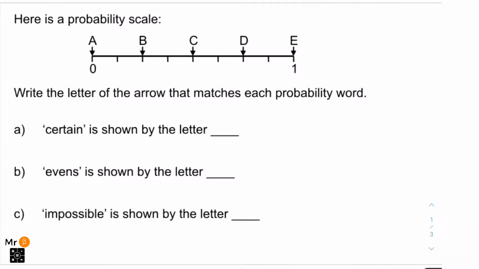Our fourth question, we know that E is certain because that has a probability of 1, so it's guaranteed to happen. Evens is exactly 50-50 chance, or 1/2 of the probability. So that would be 0.5, which is the letter C. And finally, impossible means there is 0 chance of it happening. So it has a probability of 0, and that would be our letter A.